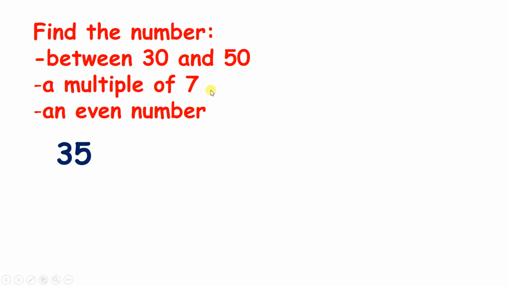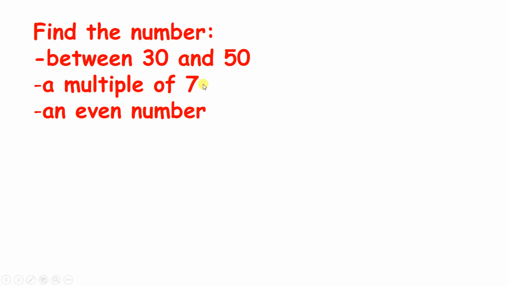It's a multiple of 7 because it's in the 7 times table. But what's the problem with 35? Well, 35 isn't an even number, so it's not 35. Remember, even numbers need a units digit of 2, 4, 6, 8, or 0.